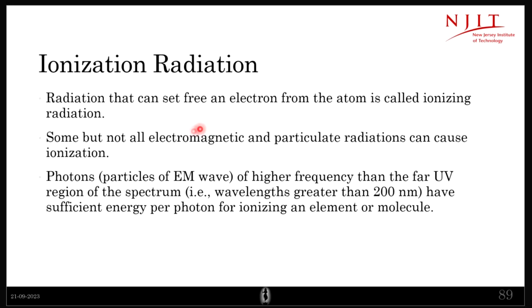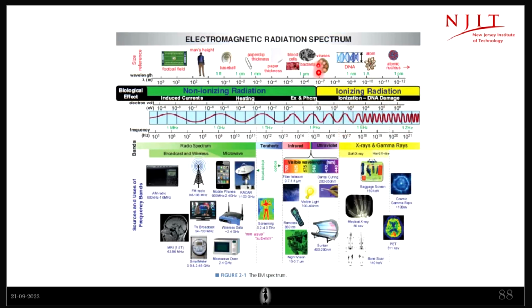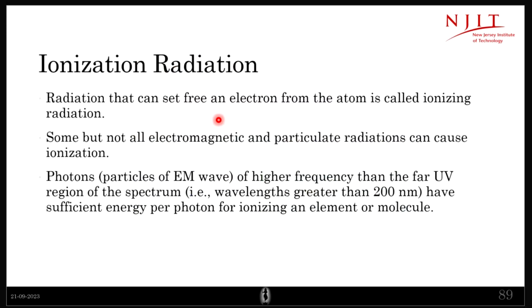So not all electromagnetic waves and particulate radiation cause ionization, but there are some. Like we saw over here, these particular electromagnetic waves cause ionization. Again, the reason is they have more energy. They have that much energy with which an electron can be ejected. These don't have that much energy. You can see the wavelength over here is big, and we saw from the formula that if the wavelength is big, the energy is less.